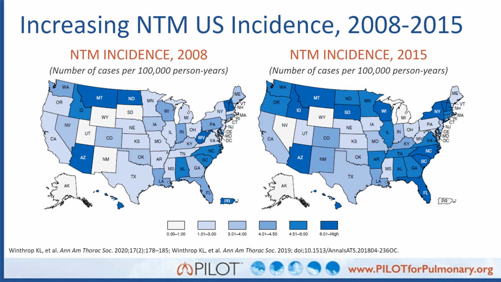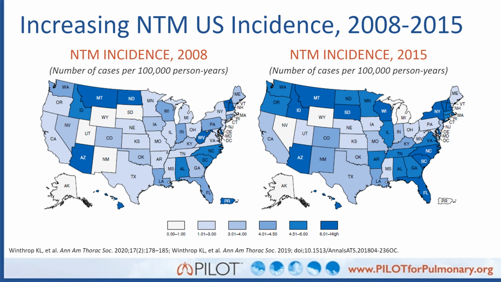This highlights the increased incidence of NTM, with the map on the left from 2008 and the map on the right from 2015, the darker blue states having a higher incidence of NTM. And you can see that there's been a higher incidence of NTM more recently compared to 2008. What's also interesting is that the darker blue states are surrounded by water. These states that are in darker blue are coastal states, Florida, Hawaii, New York, which tend to have a higher incidence of NTM. So does it have to do with something with the water supply going into these states?